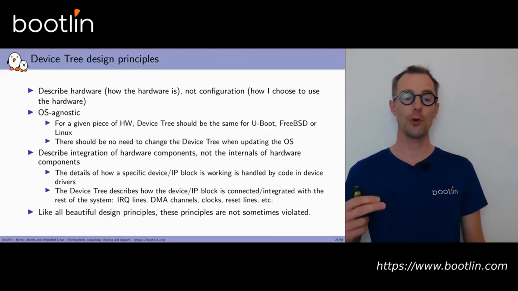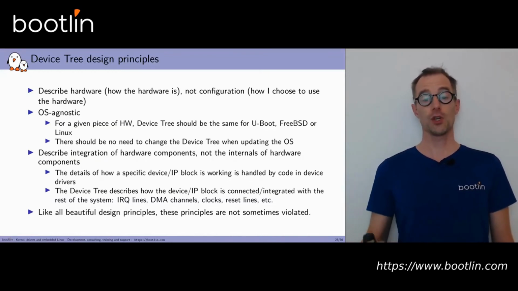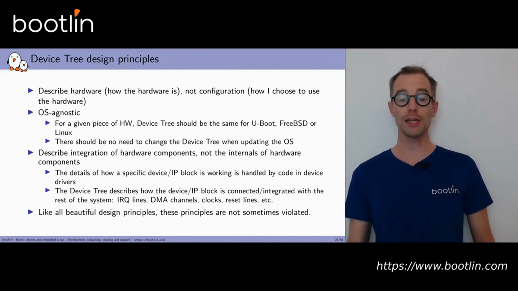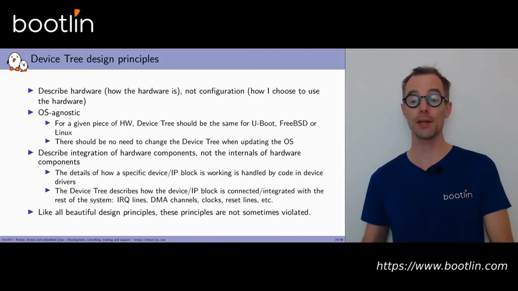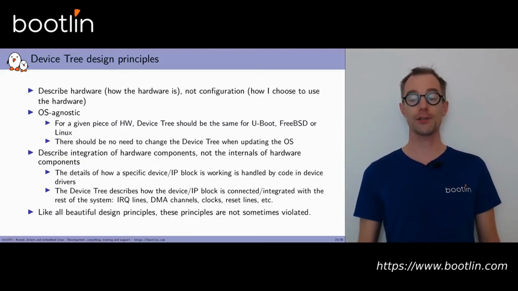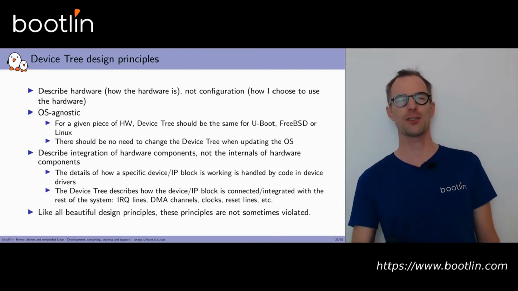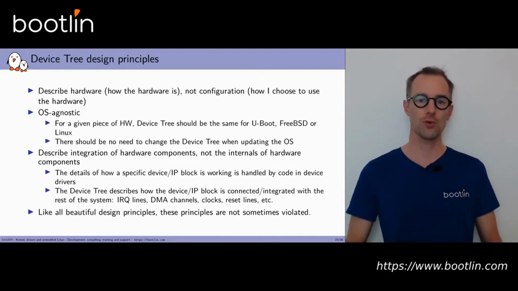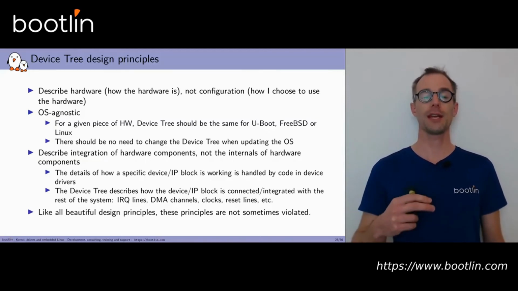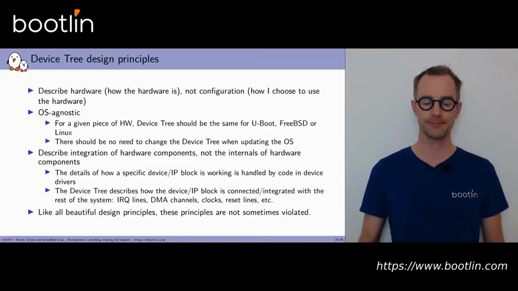Also, the bindings should be operating system agnostic, which means that for a given piece of hardware, the device tree should ideally be the same for U-Boot, for FreeBSD, for Linux. So we really need to describe the hardware, and not how it is used by a particular operating system. And also, there should be no need to change the device tree when updating the operating system. There is a backward compatibility requirement that they try to enforce. In practice, it is quite difficult to always enforce, but they try to enforce it so that when changes are needed in device tree bindings, they should be backward compatible.